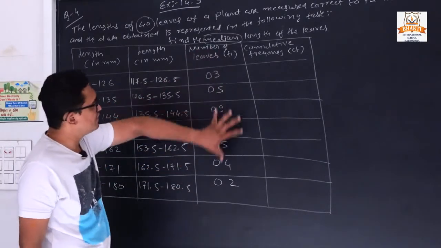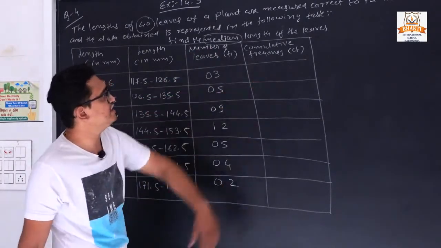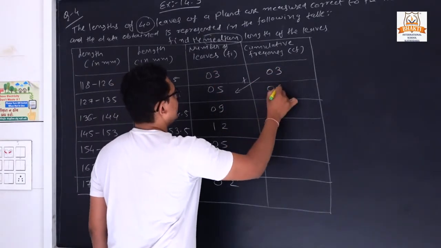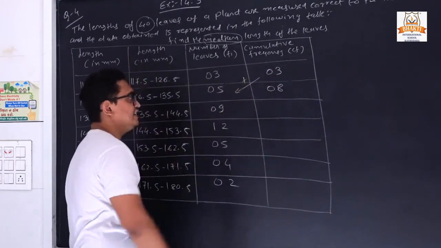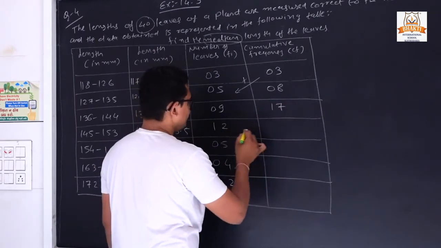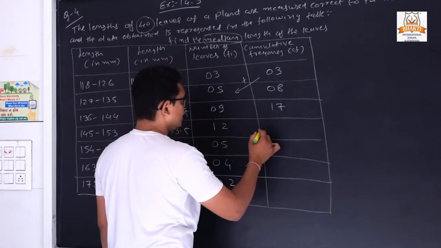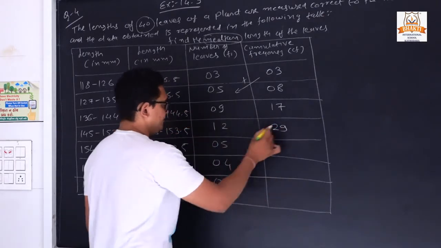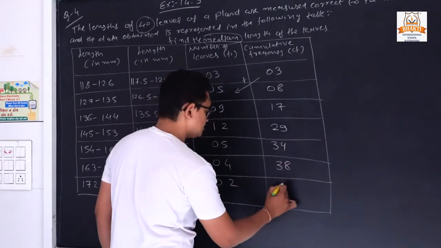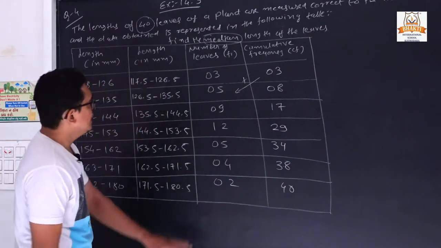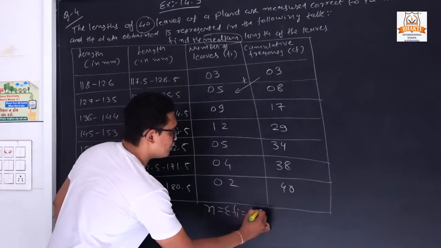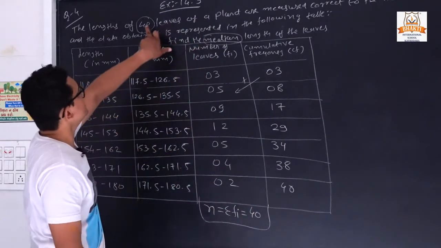Clear? Now the number of leaves is given. Now how can we find the CF? 3, then add 5, it is 8. Then 8 plus 9 is 17, 17 plus 12 is 29, 29 plus 5 is 34, 34 plus 4 is 38, and 38 plus 2 is 40. The addition of all this, n, also called the sum of frequency, is 40, as given here.